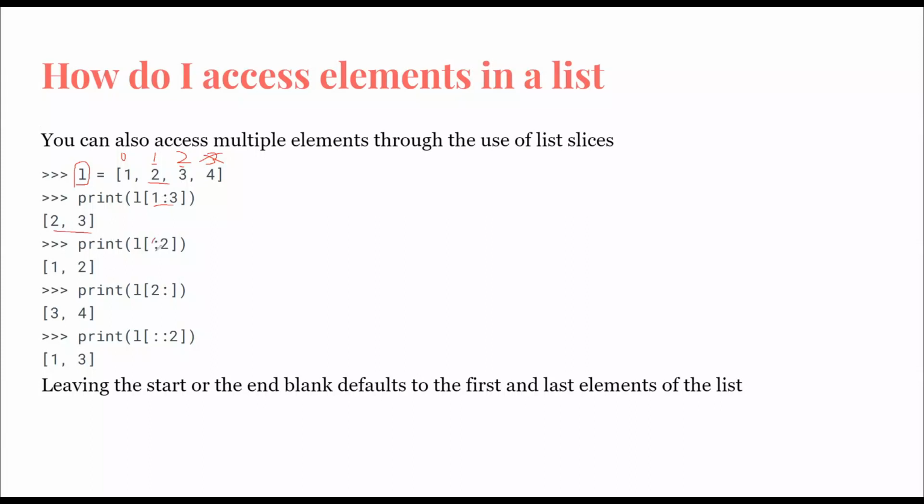So if we don't put anything in the front, that means it will default to start at the beginning. Same thing, if we don't put anything at the back, it will default to go all the way to the end. So this is realistically 0 to 2. So again, 0 to 2 will cover 0 and 1 because it doesn't include 2. So we have 1 and 2.